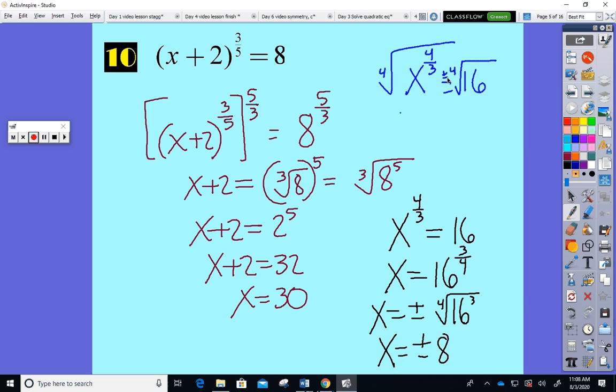So that would be x to the 1/3 equals plus or minus the 4th root of 16, which is plus or minus 2. This is me slowing things down. Are you with me? Then you cube both sides. I just did it all in one exponent, but I have to be careful. Are we okay? All right, good deal.